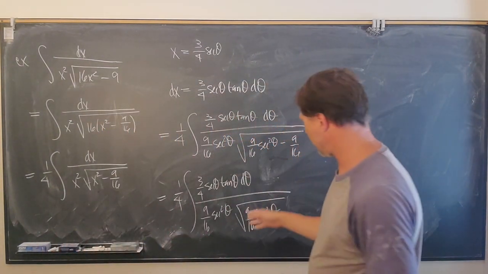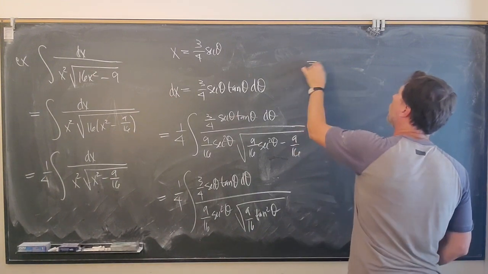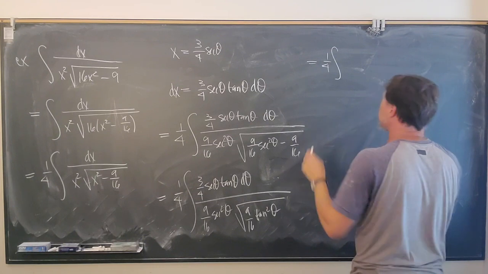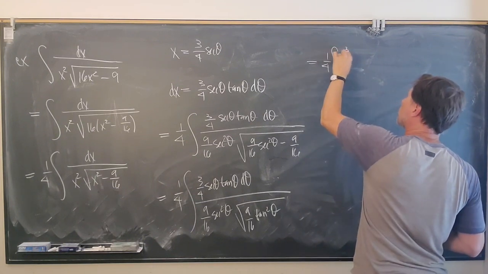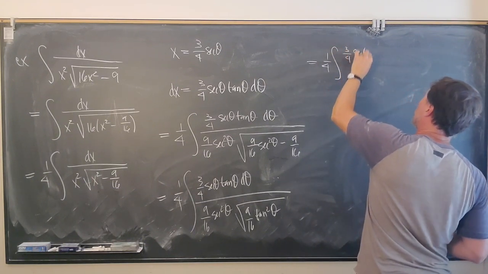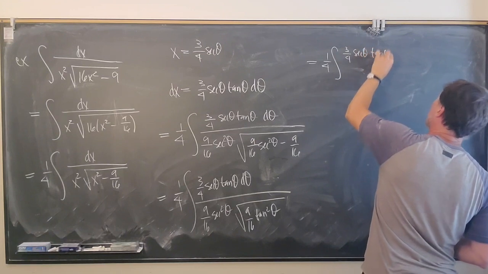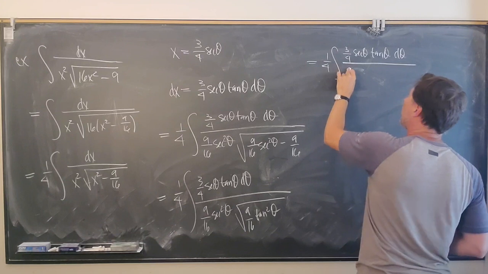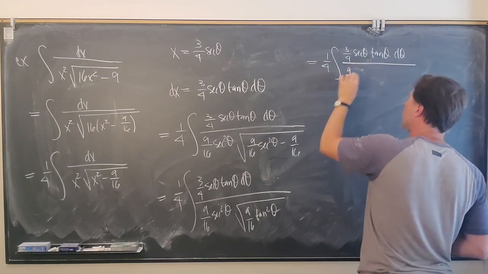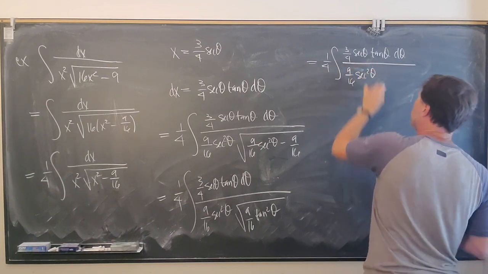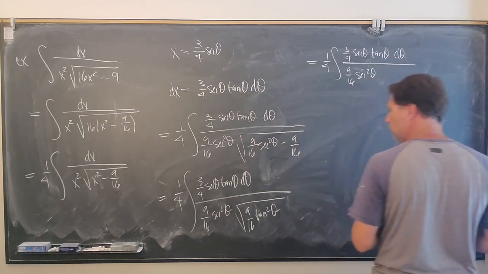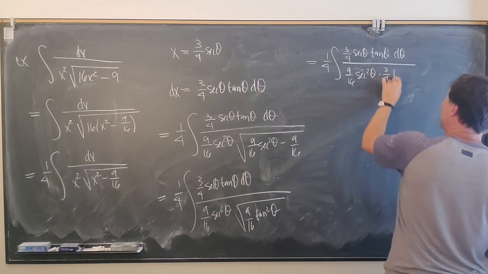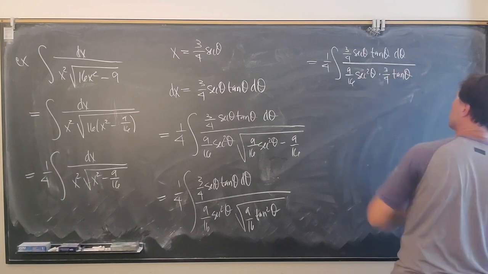All right, so now let's take the square root. This will be a 1/4 integral, 3/4 secant theta tangent theta d theta. The denominator becomes a 9/16 secant squared theta. And then we'll have times a 3/4 tangent theta when you take the square root.